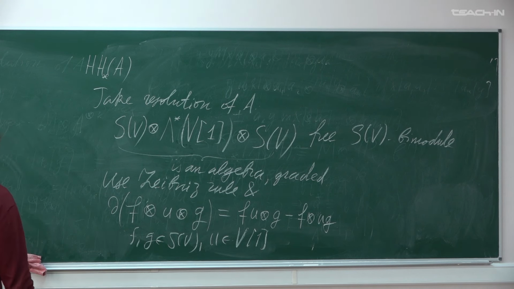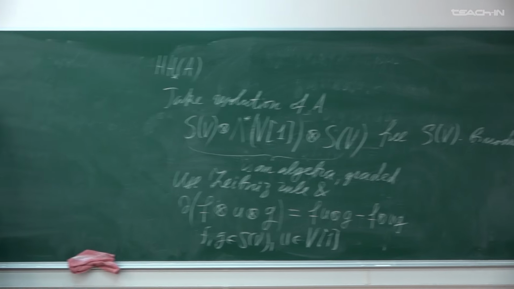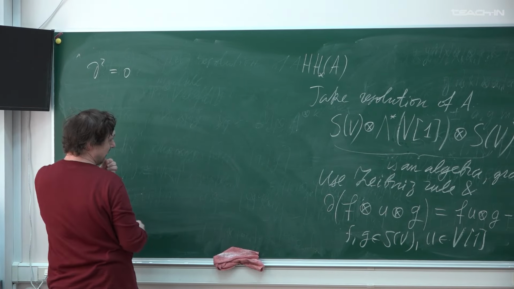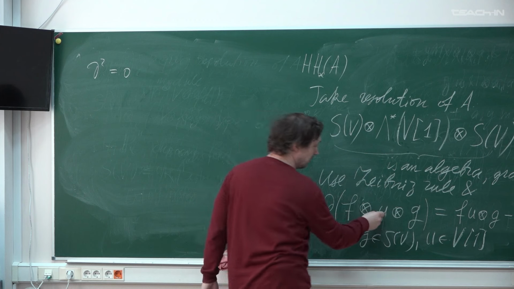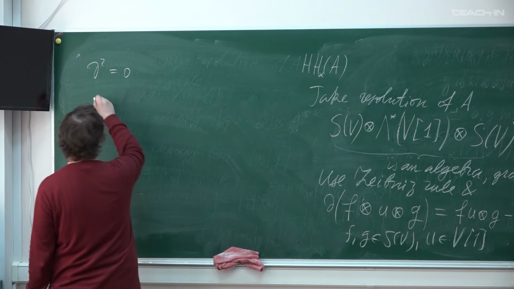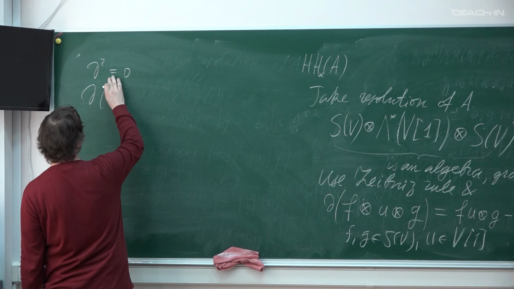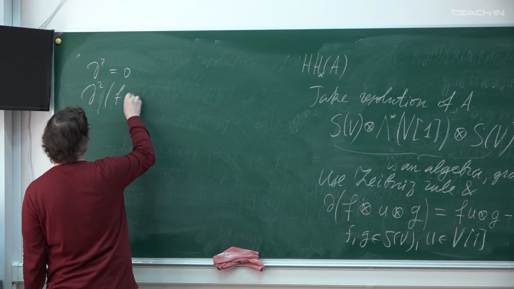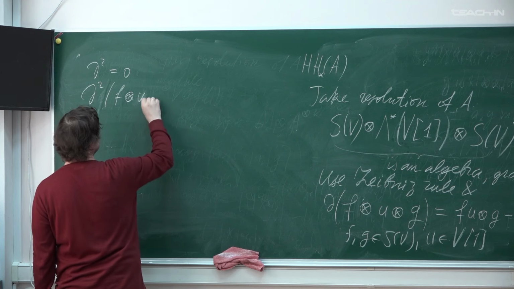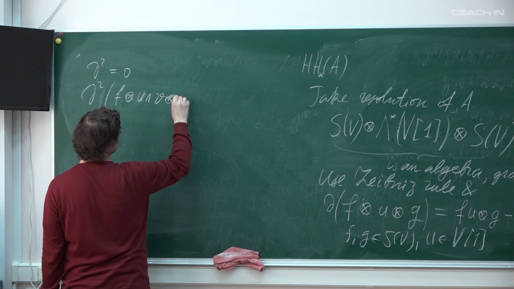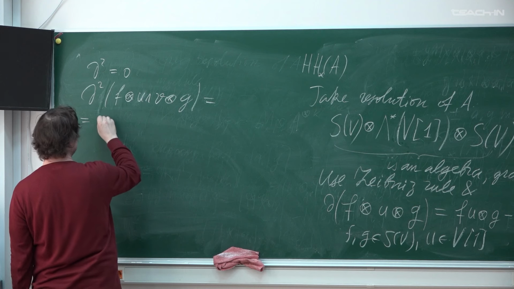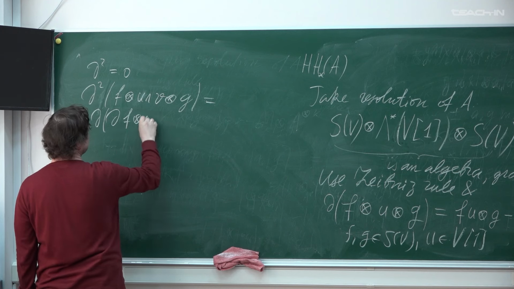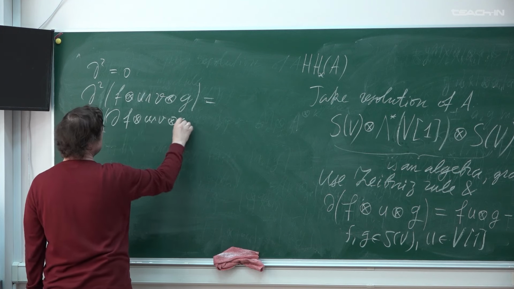So now I have this differential. It is easy to see that d square is equal to zero. Well, for instance, I think it's easy to do this. For instance, if I take elements of degree 2 in the middle, d squared applied to f tensor u tensor v tensor g. What is it equal to? So first of all, it is d applied to d of f tensor u tensor v tensor g.